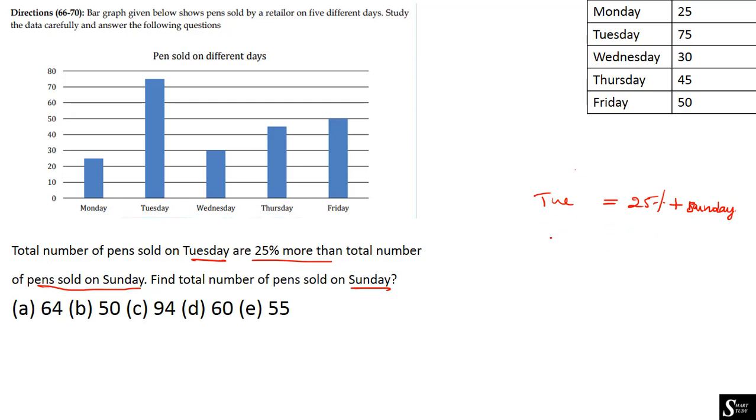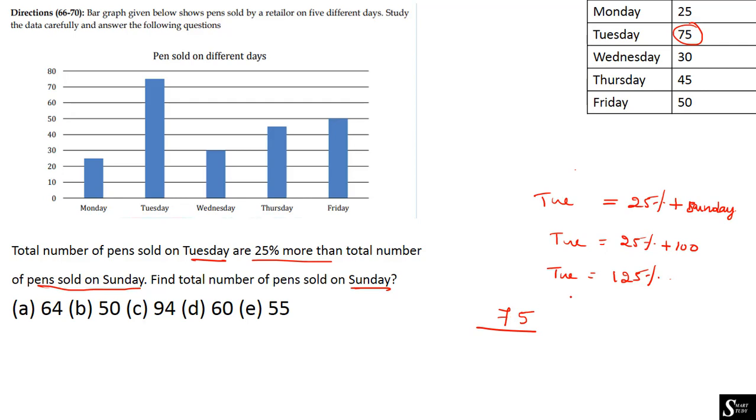So let us take Sunday as 100%. Therefore Tuesday the pens sold are 125% in comparison to Sunday. So if Sunday is 100%, then on Tuesday they have sold 125% of pens. So therefore Tuesday it is 75. So Tuesday 75 pens were sold.